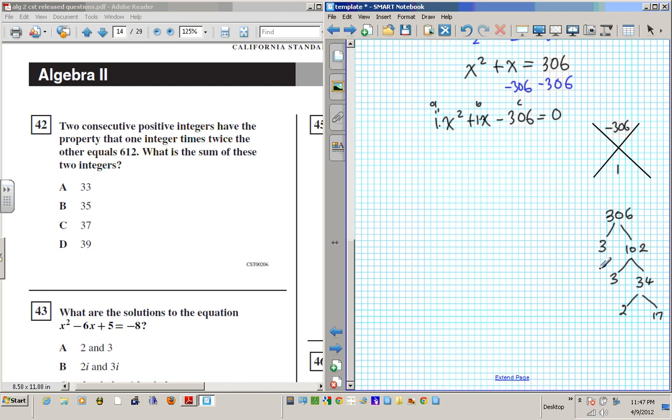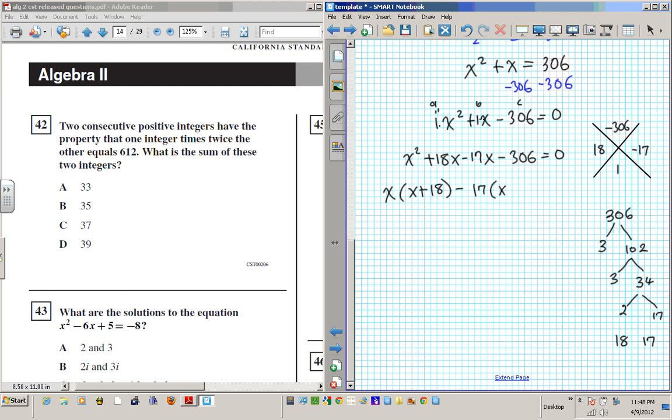So let's see. What if I group these 3 numbers and then the last one? 3 times 3, 9 times 2, 18. 18 and 17 is one combination. Can it give me 1? Of course. What a coincidence. That's a pair I want. So 18 and negative 17 should give me this. If I put it in, I'm going to have x squared plus 18x minus 17x minus 306 equals 0. Factor by grouping, take out the x, we have x plus 18 minus, take out the 17.